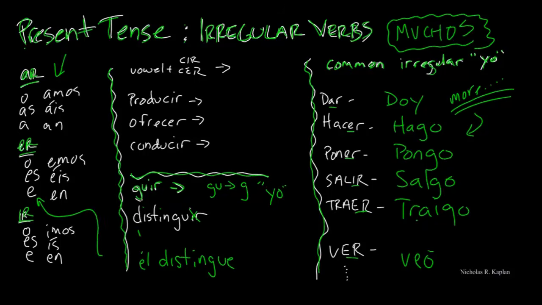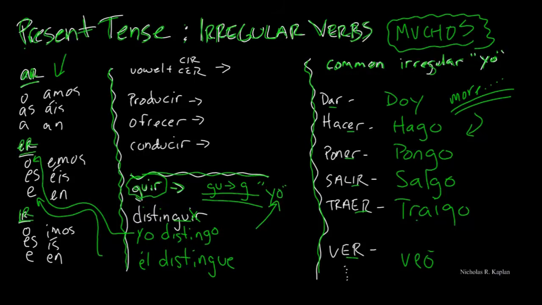distingue. But in the yo form, that GU is going to change to a G, so we have the GU, but it changes just to a G, and then we would add our O, distingo. So with verbs that end in G-U-I-R, that GU changes to the G. But again, only in the yo form.